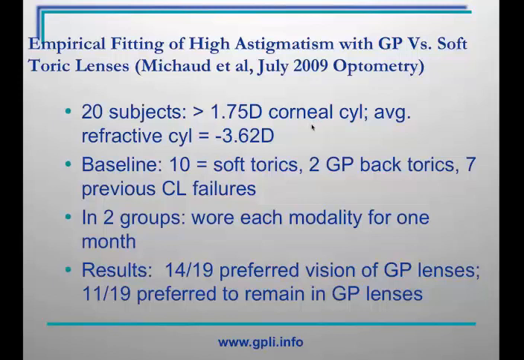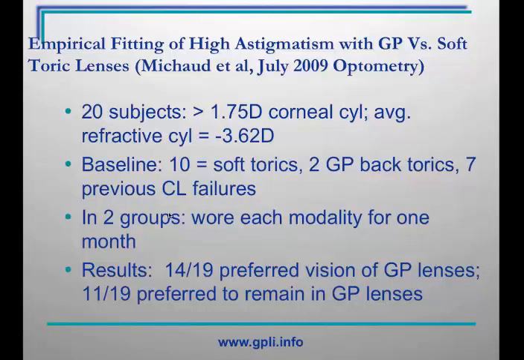At baseline, it's important to note that there were only 2 patients in GP lenses when they were fit into the study. 10 were wearing soft torics, 7 were not wearing contact lenses. They were previous contact lens failures. 1 patient had already been ruled out. So each group tried both modalities. One started in GP bitorics for a month, and then after a washout period went into soft torics. The other group started with soft torics and then went into GP bitorics.